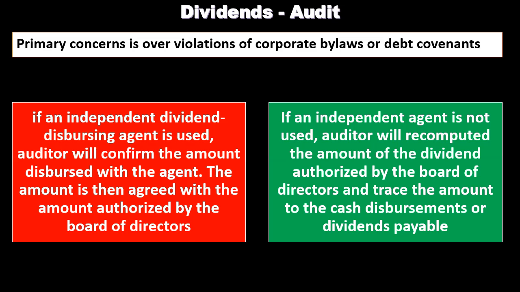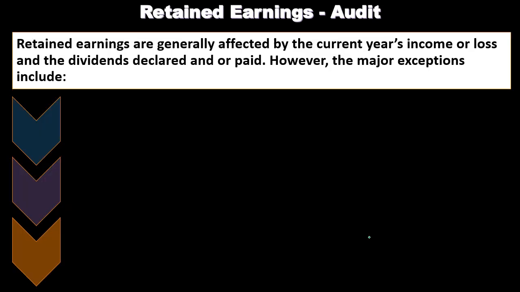So note, when we have the dividends, it's one of those key issues that should be authorized by the board of directors. And then we can go through the authorization process to make sure that the dividend process was properly authorized, and we can recompute what was authorized by the board of directors. So we can then take the amount of dividends authorized by the board of directors and trace the amount to the cash disbursements or dividends payable. So then, of course, we'll take that recalculation and trace it out to what actually happened.